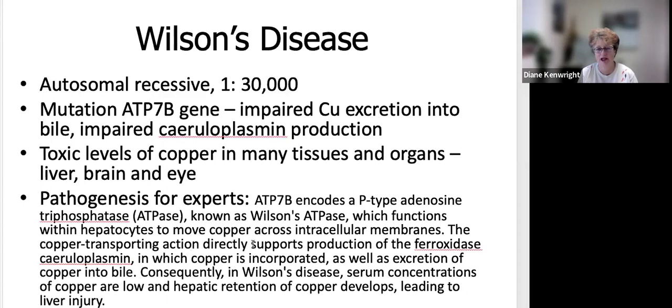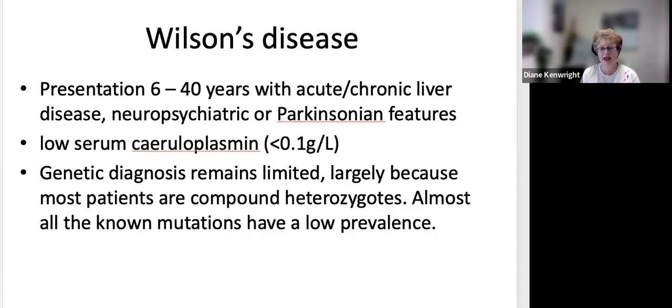Here is some extra for experts, those of you who have done molecular pathology, molecular medicine or something before, can read this. Otherwise, everyone else, Wilson's: impaired copper excretion, toxic levels of copper. People present with acute to chronic liver disease, Parkinson's disease. We know they've got Wilson's disease without doing a genetic test, because ceruloplasmin can be measured in the serum.